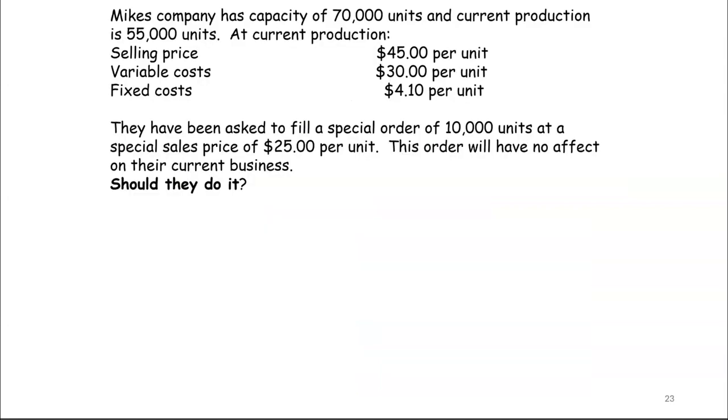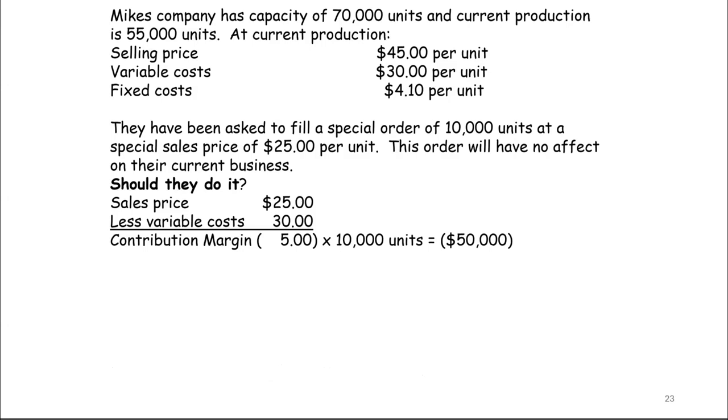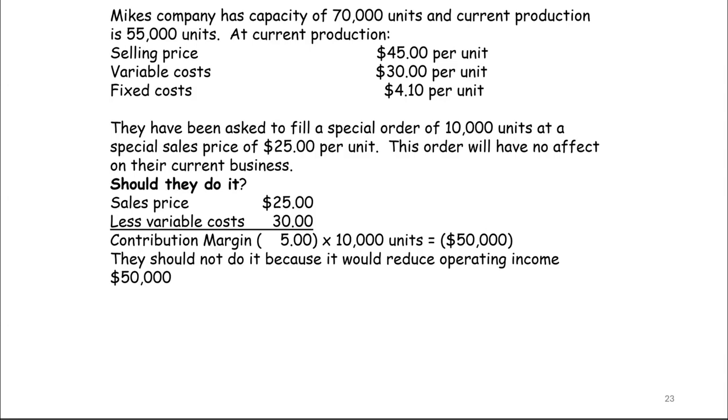Now, Mike's company has a capacity of 70,000 units and currently produces 55,000 units. At current production, the selling price is $45, variables are $30, fixed are $4.10. They have been asked to fill a special order for 10,000 units at a special price of $25. Should they do it? I can tell you right now the answer is no, because you can't have it be below your variable costs, because you're going to lose $50,000 if you do that order. So they should not do it.